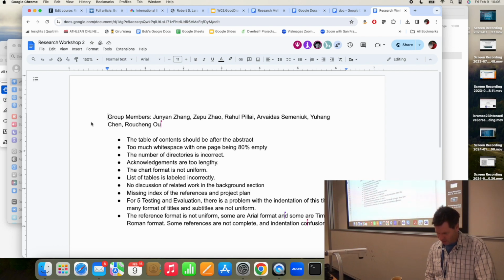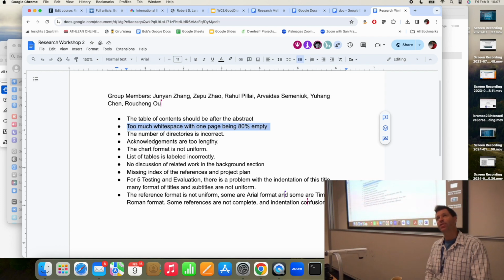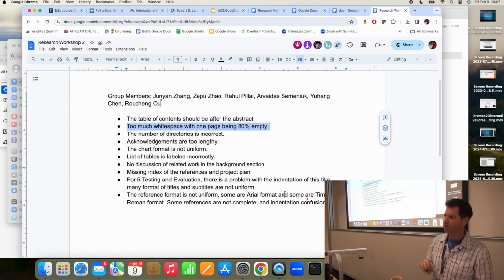Okay, so the table of contents should be after the abstract. That's correct. Yep. Too much white space with one page being 80% empty. I don't worry too much about white space. I don't pay a lot of attention to that. If it looks to me like somebody's using white space to just make their dissertation look longer, then I will discourage that, but I don't look that carefully at white space.